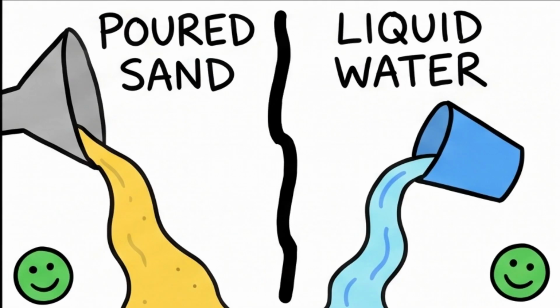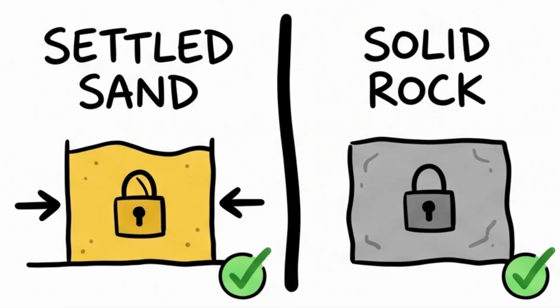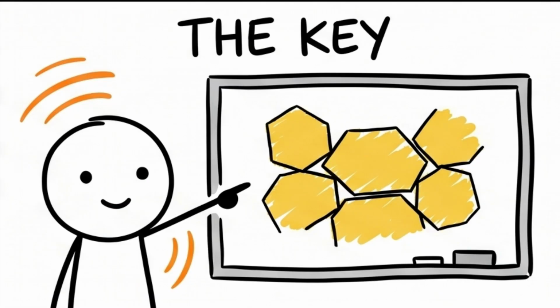Loose, poured sand behaves like a liquid. That same sand, once it has flowed into a hole and stopped, behaves like a locked solid. Nothing changed except the arrangement of the grains, and that arrangement is the entire video.